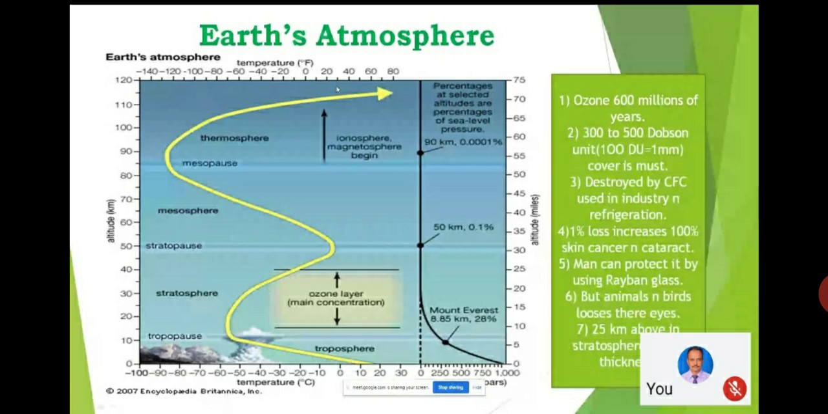Even 1% loss of ozone leads to more skin cancer and cataract. Cataract means the eye. We get that film on the eyes, especially elderly people who move out in the sun, they get this cataract. Man can protect himself by using glasses, but animals and birds lose their eyes. Please understand.